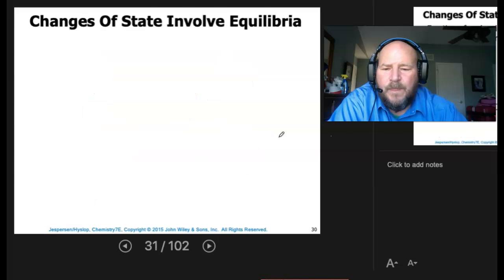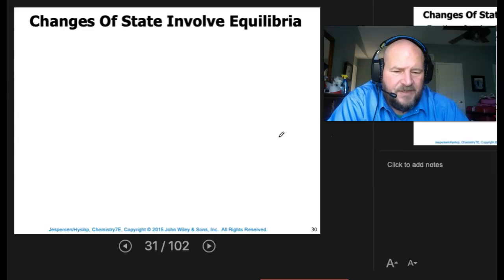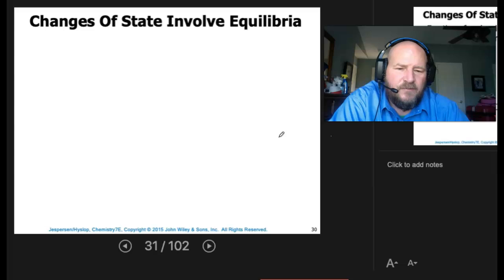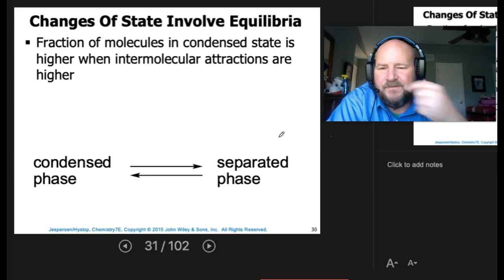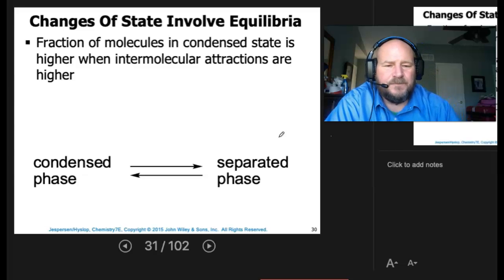All right. So changes of state involve equilibrium. We haven't really talked about this, so we'll slow this down here. When we take a solid and transform it to a liquid, or more often when we go from a liquid to a gas, what we're going to do is set up an equilibrium. The fraction of molecules in the condensed state is higher when the intermolecular attractions are higher.